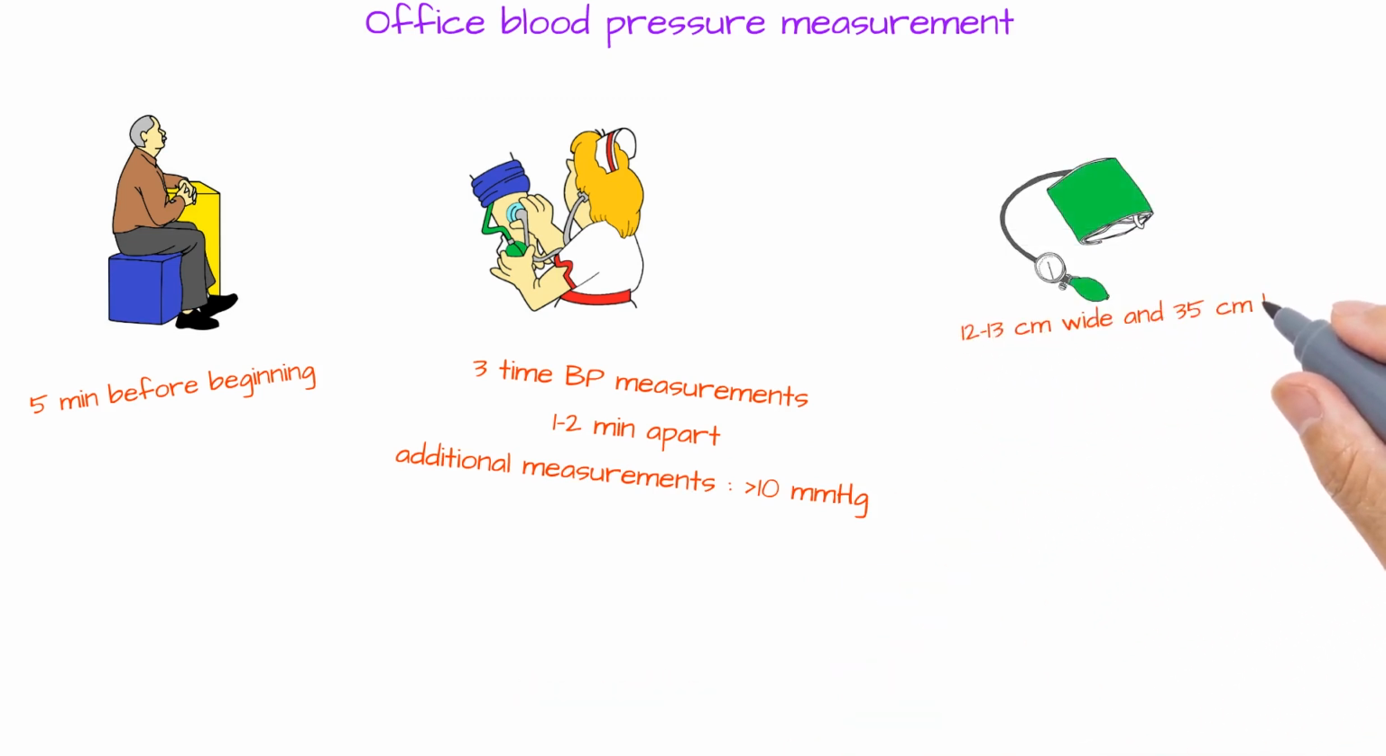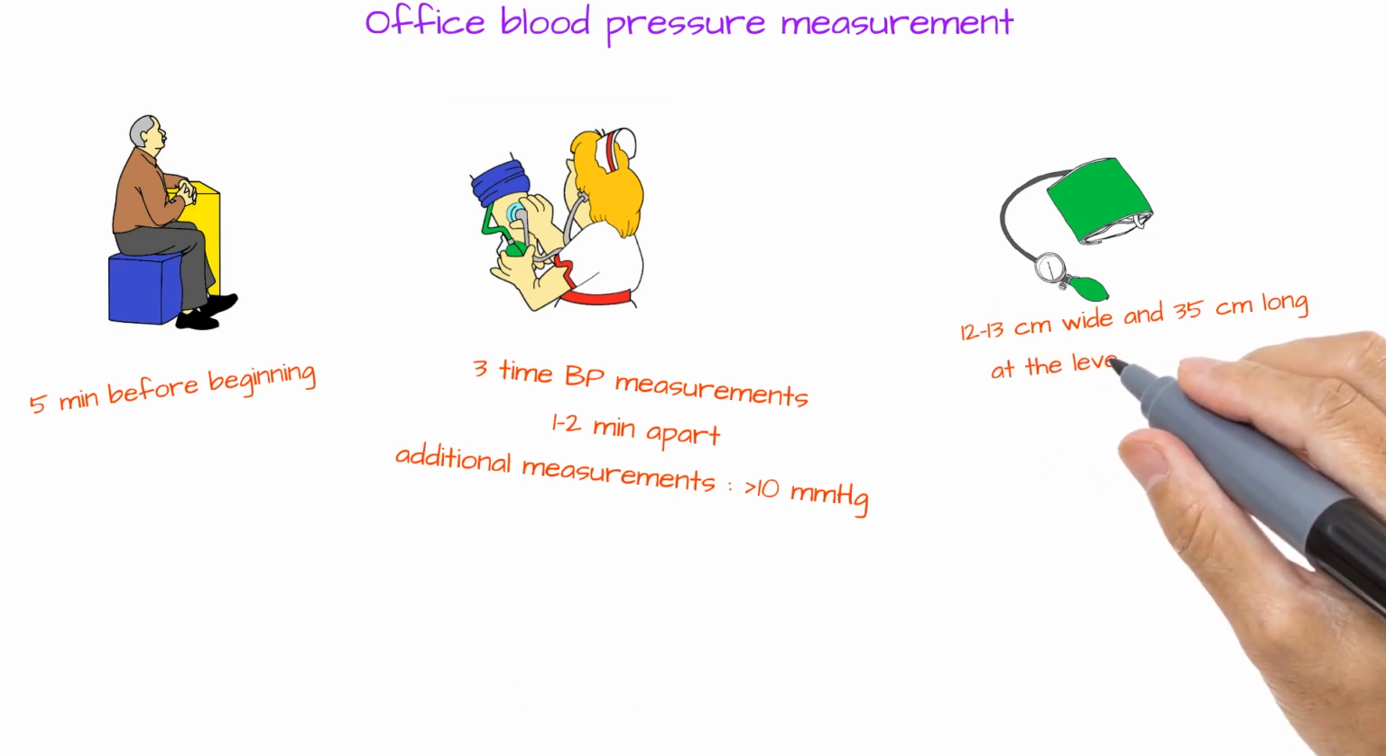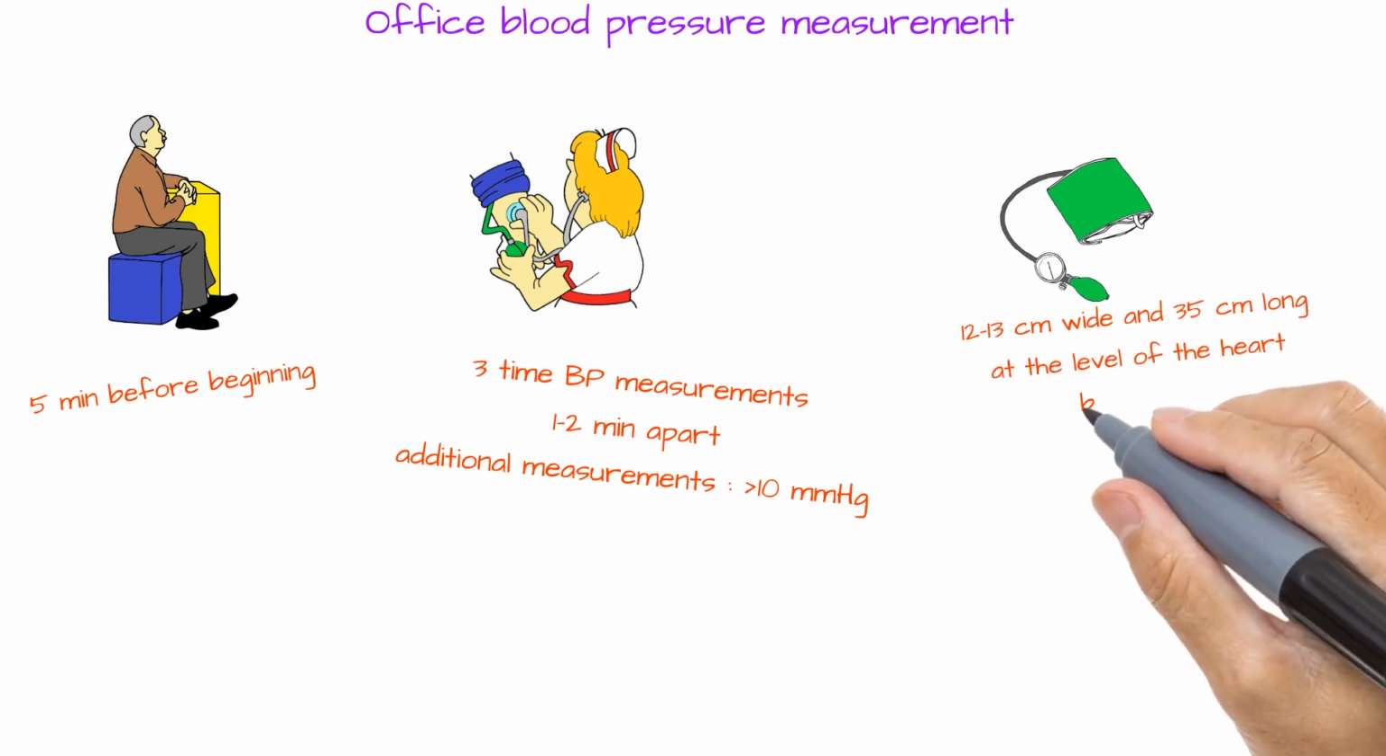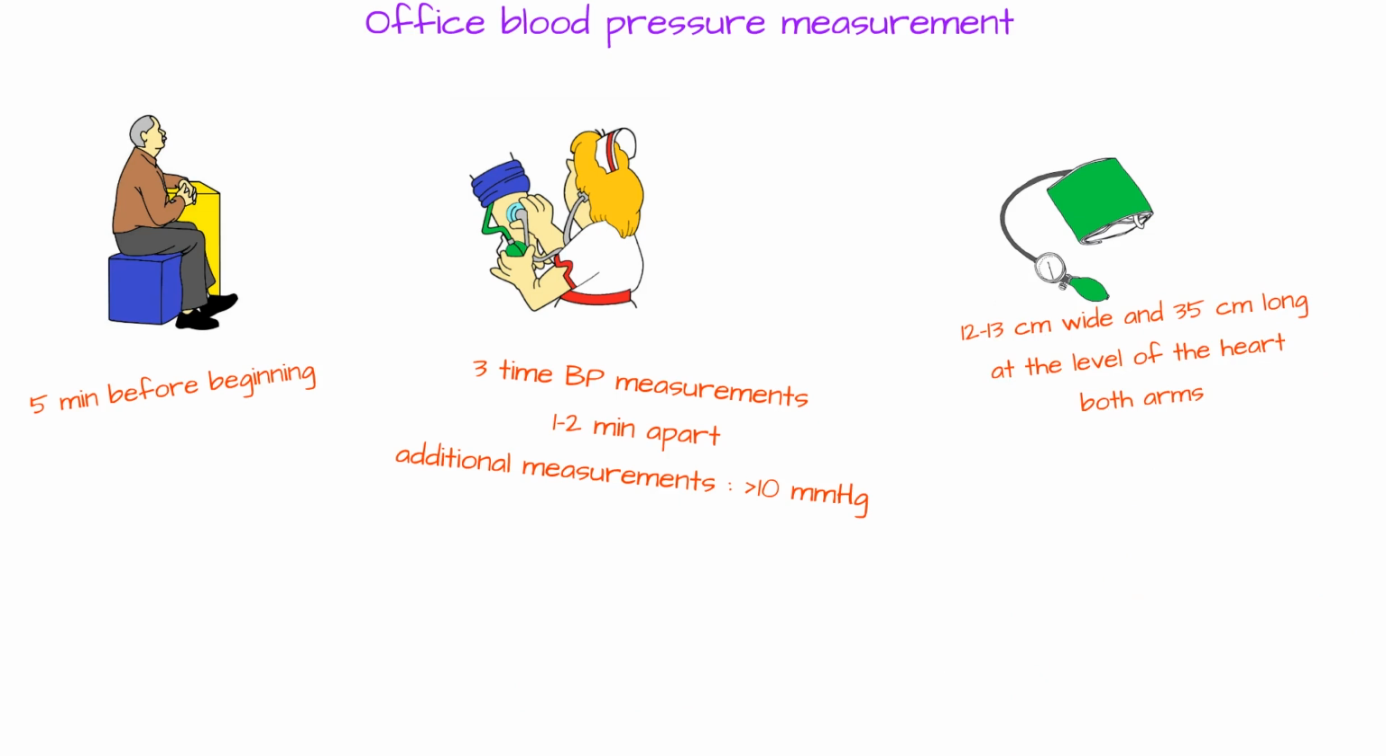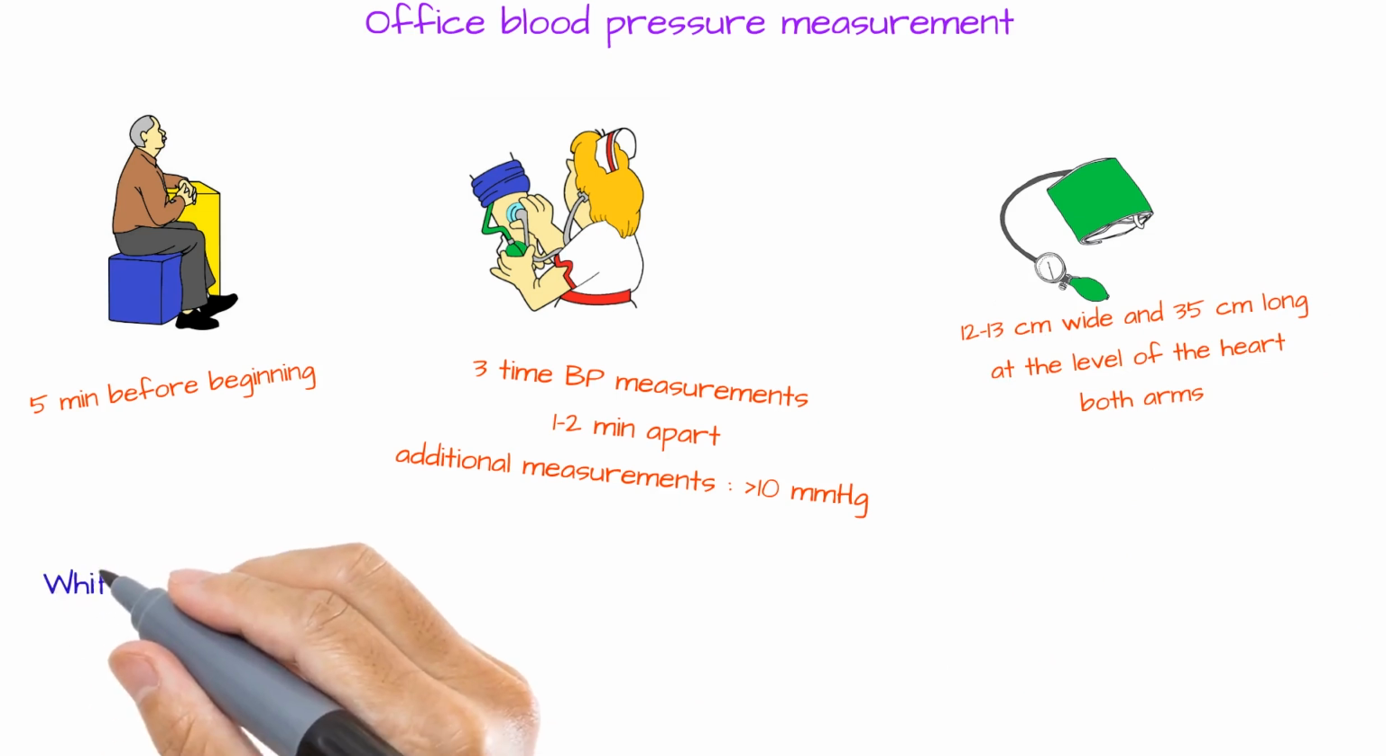The cuff should be positioned at the level of the heart and blood pressure measured in both arms at the first visit to detect a possible between-arm difference. What is white coat hypertension?